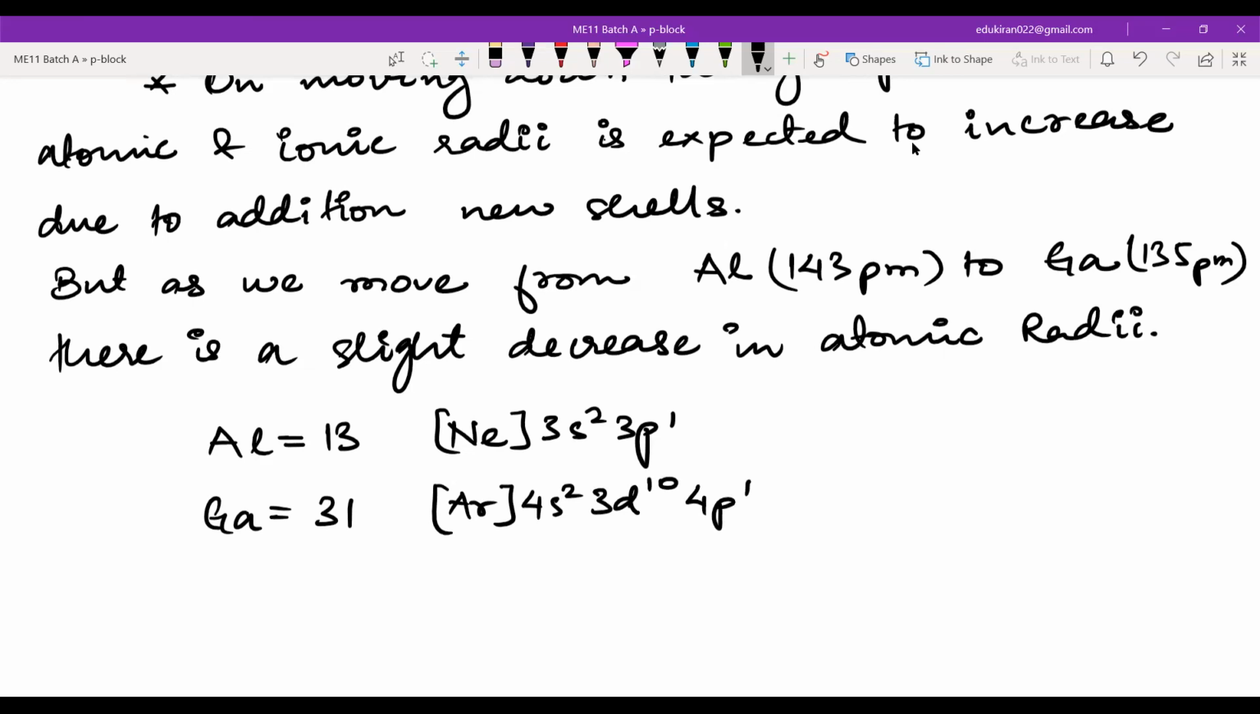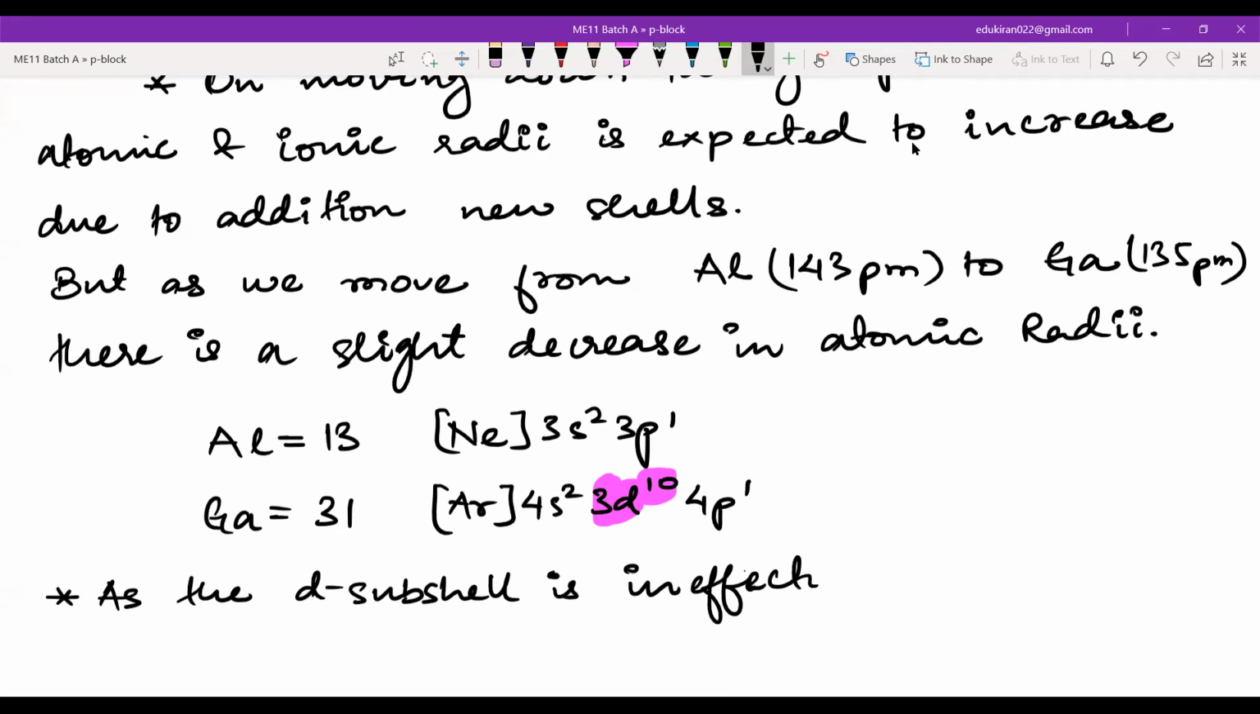In this case, you can see that we have the fourth shell here, and in aluminium we have the third shell. Now, this third shell is shielded by inner electrons, but the fourth shell electrons are shielded by only the 3d10 electrons. Now, this d subshell, as we know, is ineffective. Rather, I should say the d subshell has a poor shielding effect.